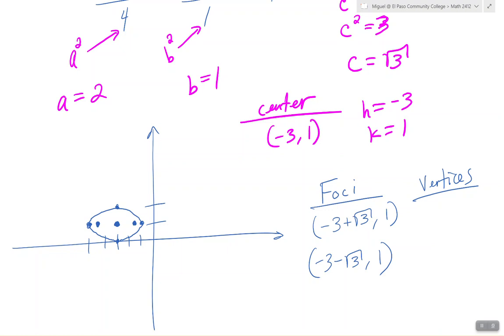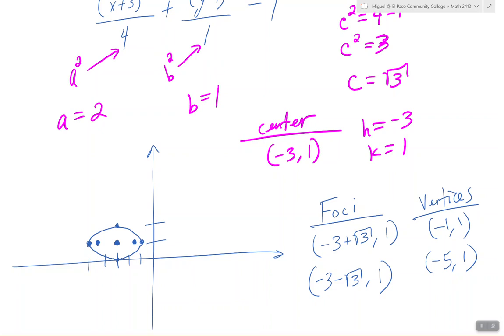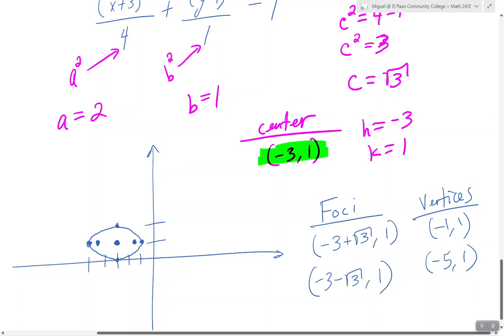Vertices, these are the endpoints of the horizontal axis for the ellipse. So our vertices are what? Negative 1, 1. And 2, 3, 4, 5, negative 5, 1. And I think that's everything, yeah. Center. Foci. Vertices. And then our sketch. Okay.